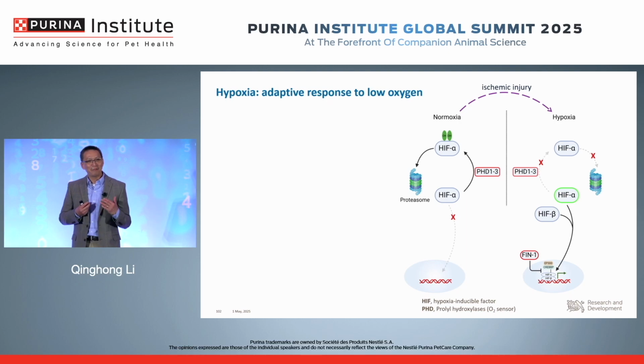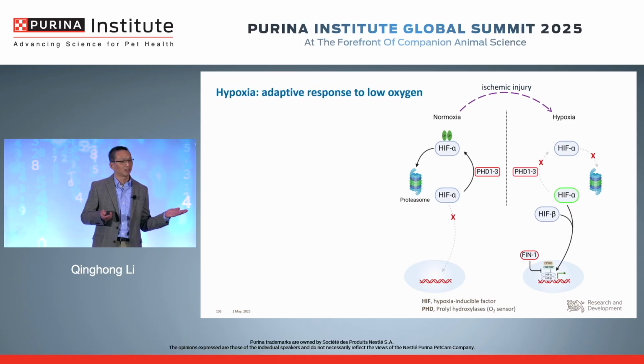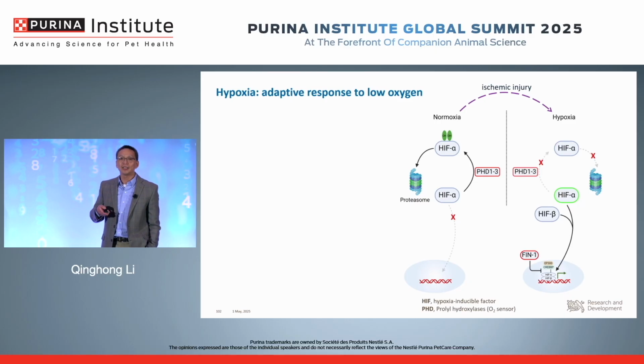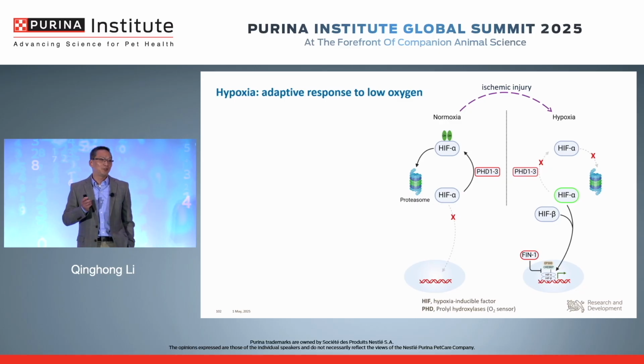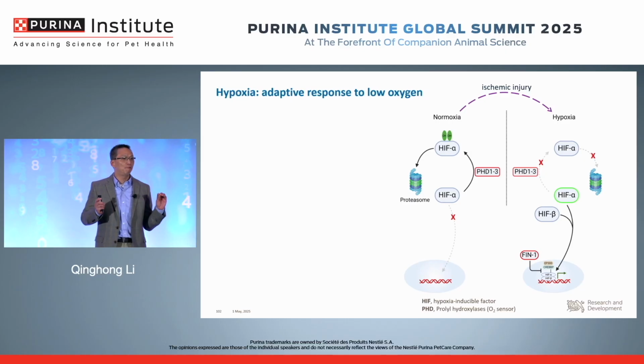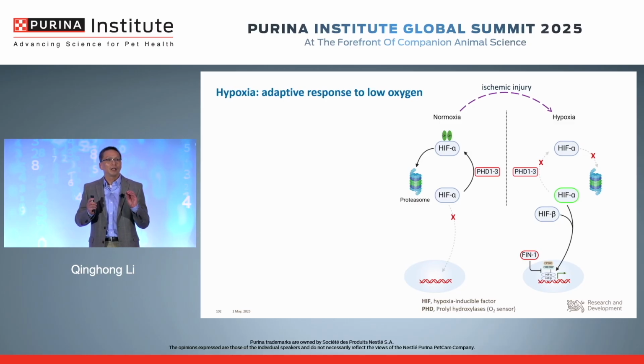So hypoxia is actually an adaptive response to low oxygen levels. So in this schematic of the hypoxia signaling pathway, you see in the middle, that's PHD1 to 3. So those are not PhD degrees. They are three different forms of an enzyme known as prolyl hydroxylase. So these enzymes are oxygen sensors.